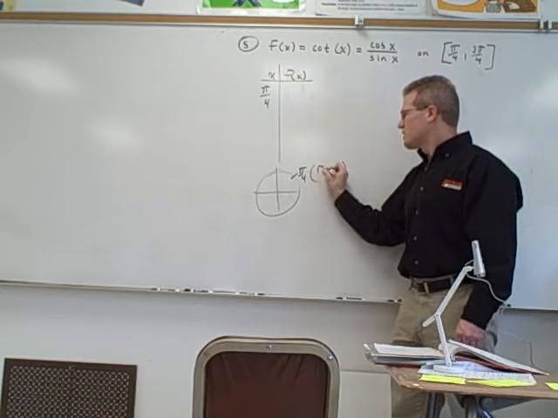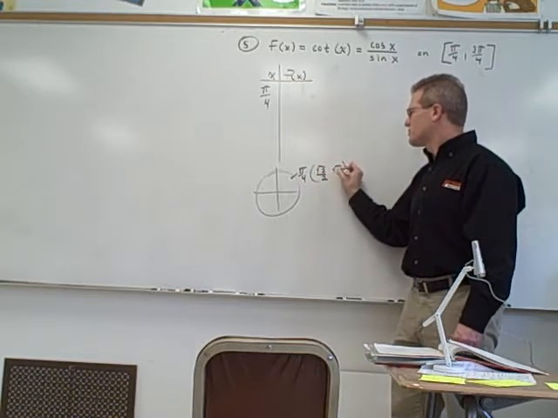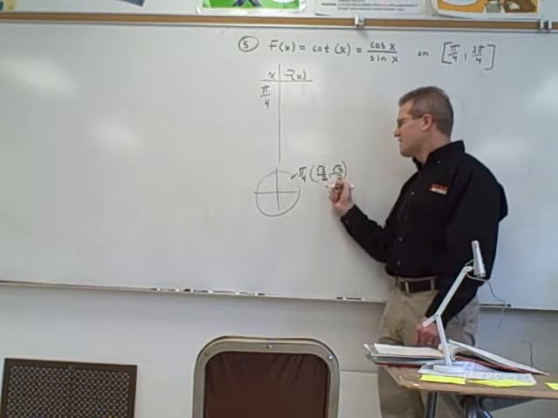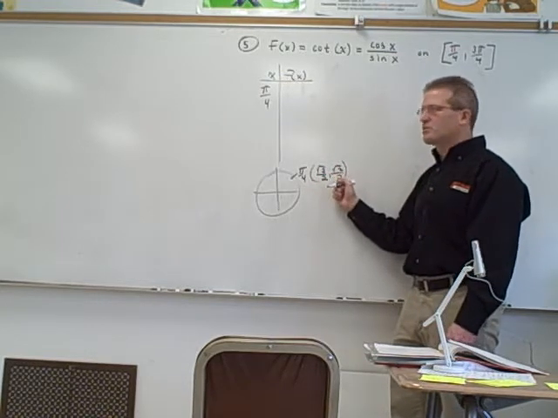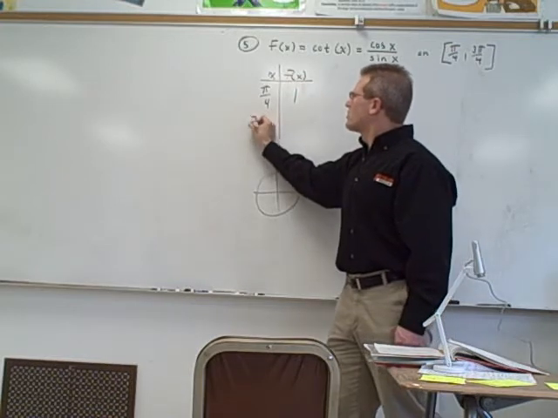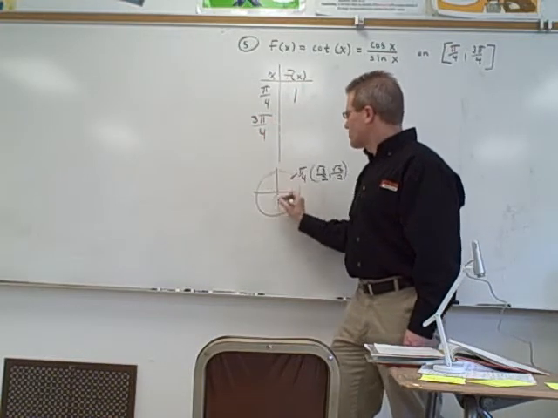Square root 2 over what? 2 and square root 2 over 2. So the first number is my cosine, the second number is my sine. So if I put cosine over sine, what's the cotangent going to equal? 1. Yeah. 3 pi over 4, that's going to be over here.